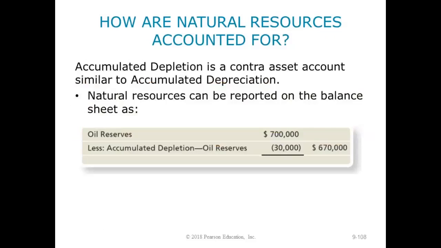And so you can record natural resources on the balance sheet. You've got the cost of the oil reserves, which is $700,000, and then you've got less accumulated depletion of those oil reserves of $30,000. So my net book value of the oil reserves is going to be $670,000.